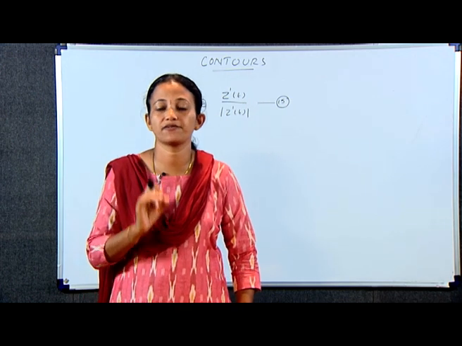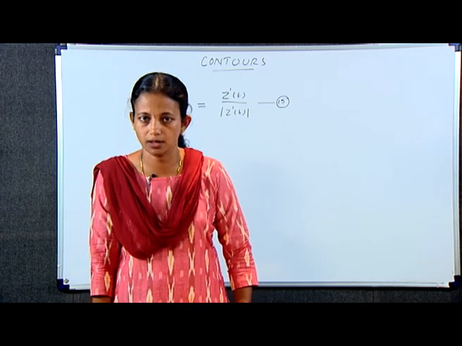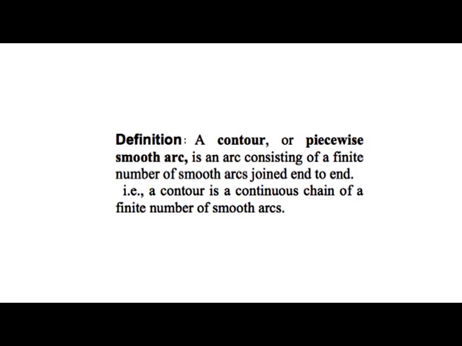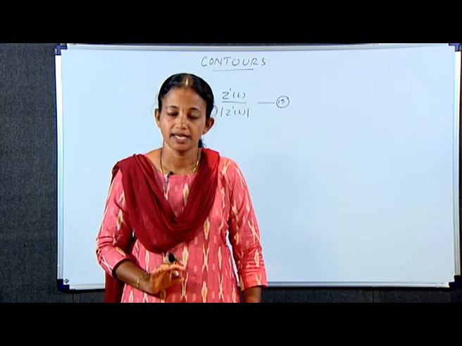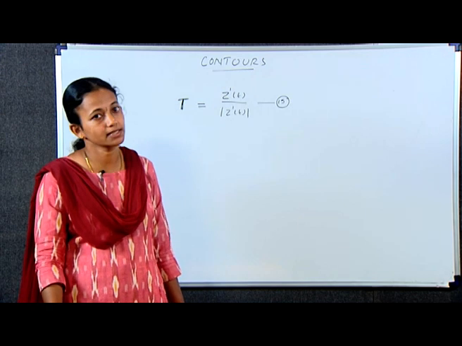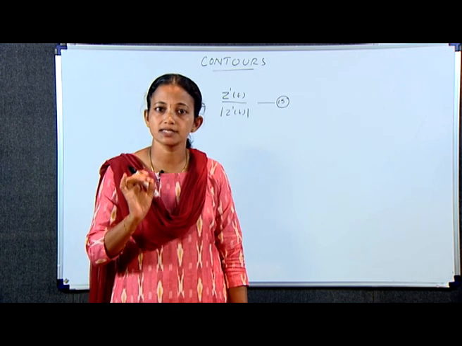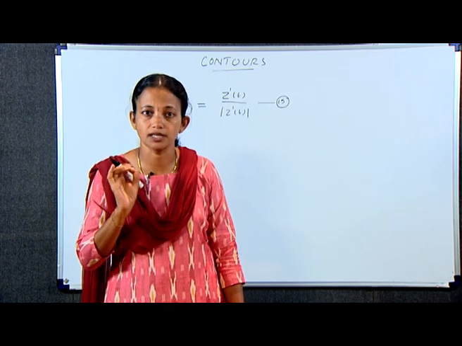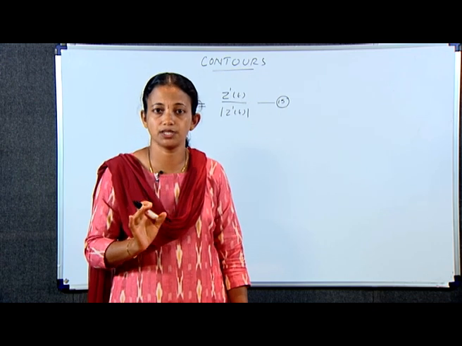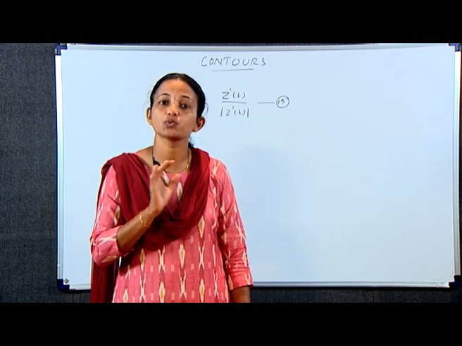Next, we move on to the definition of a contour or piecewise smooth arc. A contour or piecewise smooth arc is an arc consisting of a finite number of smooth arcs joined end to end. That is, a contour is simply a continuous chain of a finite number of smooth arcs. Hence, if the equation z is equal to z of t, a less than or equal to t less than or equal to b, represents a contour, z of t is continuous, whereas its derivative z dash of t is piecewise continuous.